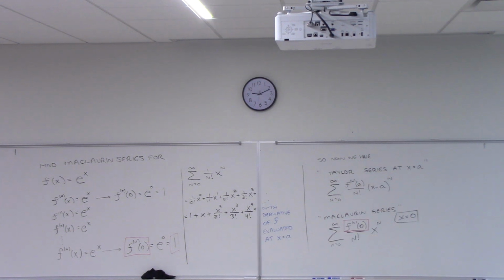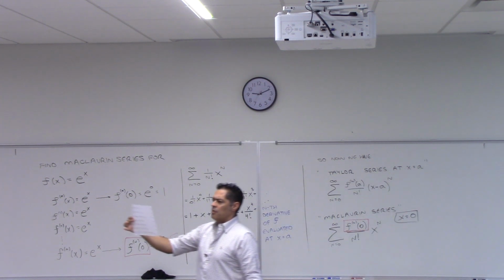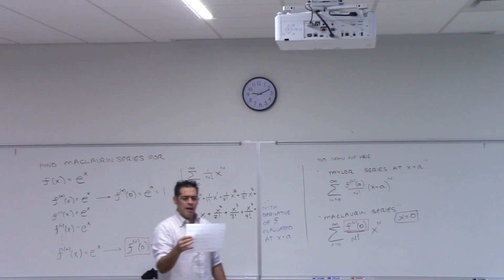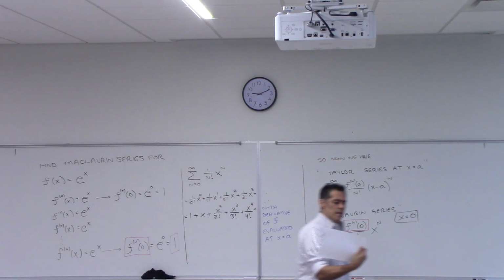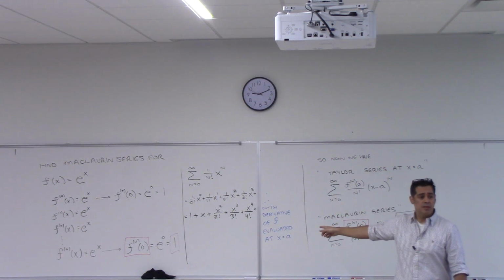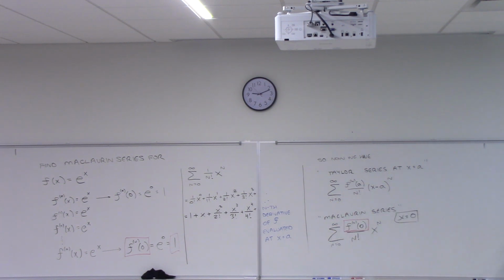So there's a sheet on the web in Canvas under Files that has all the Maclaurin series for a lot of the common functions. All right, and if you look at this one, the second one down there is the Maclaurin series for e to the x, which we just derived. Okay. Now we move on. I have a lot I want to do today.